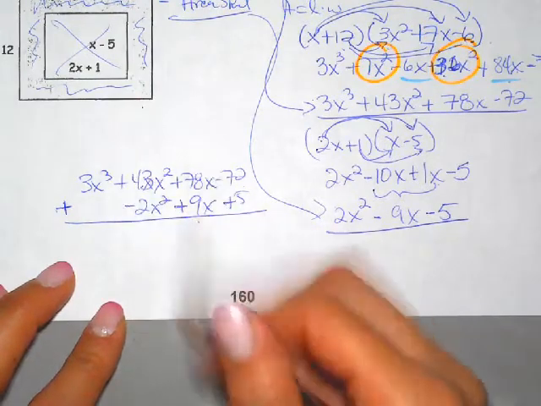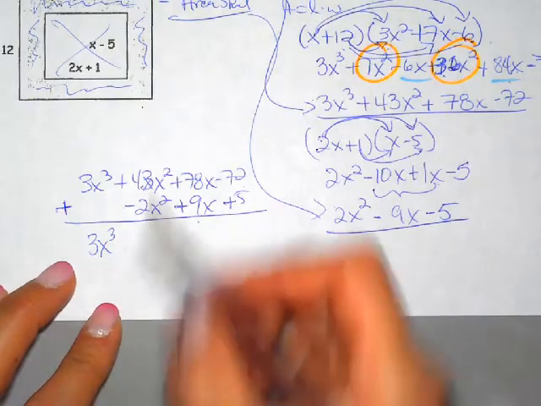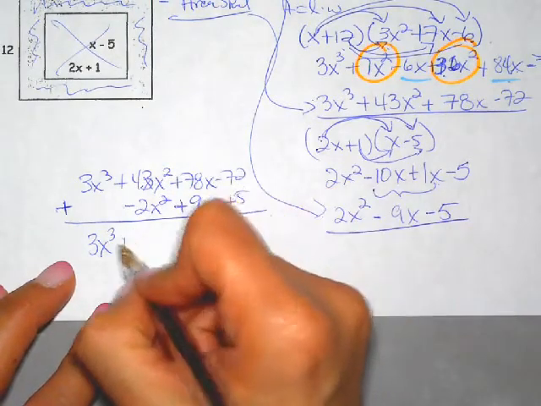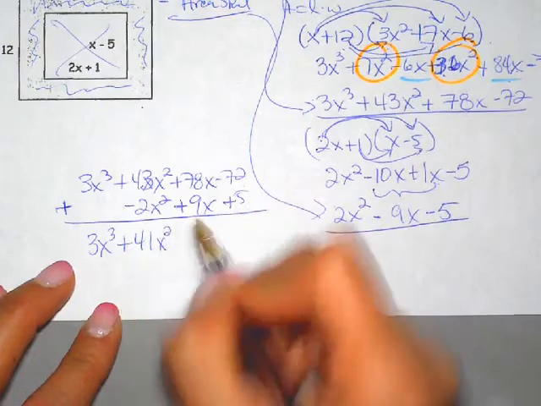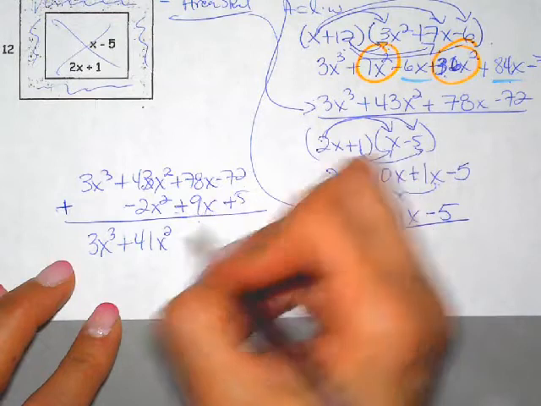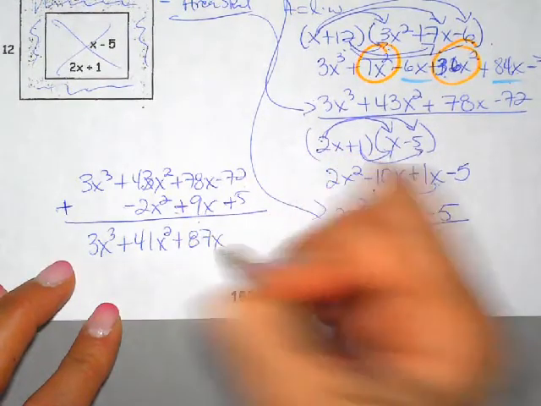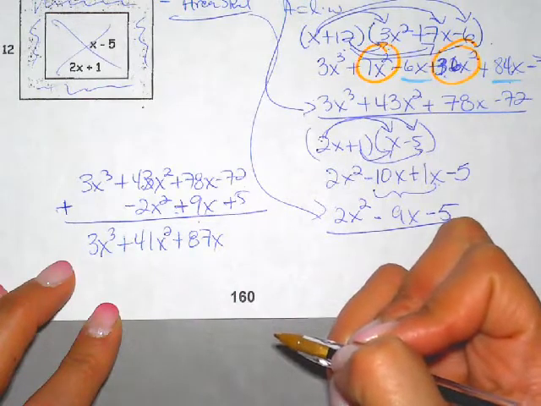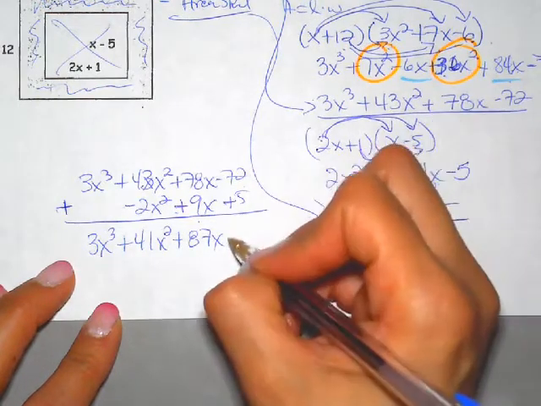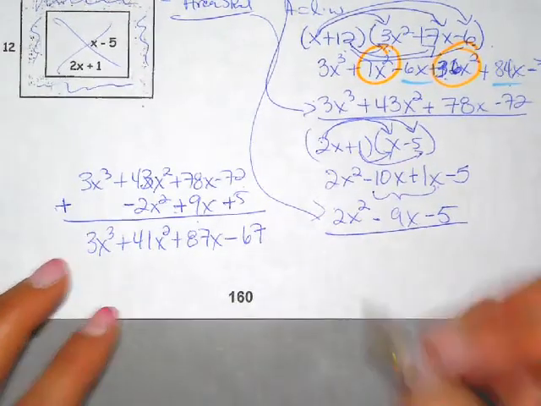Then we can combine. There's nothing here, so this is just 3x to the third. Then same signs add and keep, different signs subtract. Keep the sign of the larger one, so subtract them. The larger one is positive. 78 and 9, they're both positive, so just add them. And last one there, negative 67. And here is our answer.